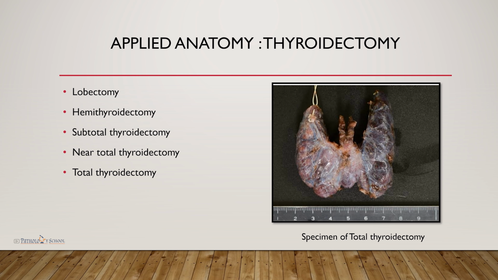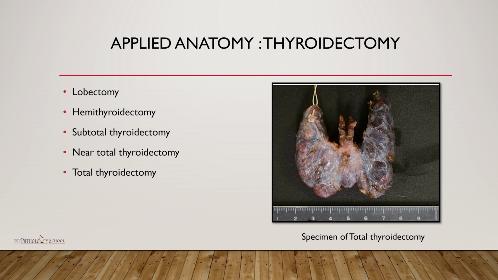Let's have a look at the various types of the thyroidectomy. First, there is lobectomy, which includes the removal of the single lobe of the thyroid gland. Next is the hemithyroidectomy, in which a single lobe of the thyroid gland along with the isthmus is removed.